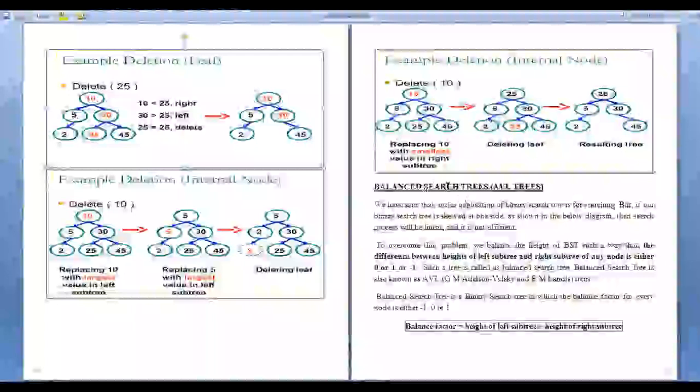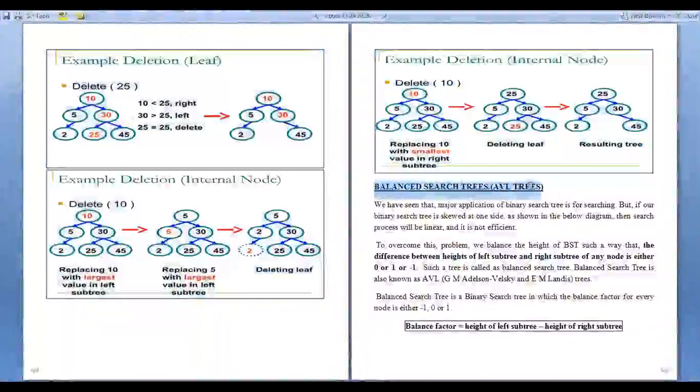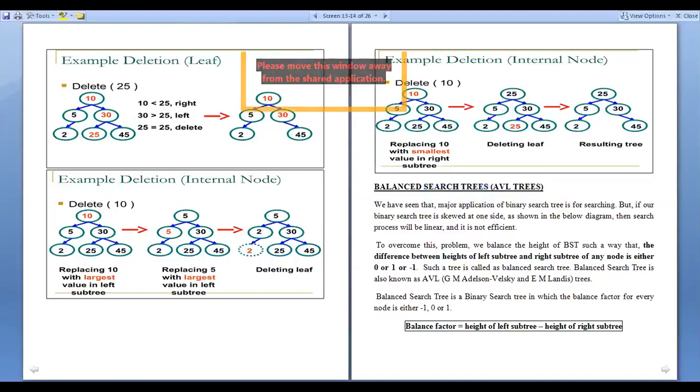Next we will see one more tree, one more search tree, called a balanced search tree. It is a search tree, and obviously a search tree here means a binary search tree, but with one condition. What is that condition? Balanced search trees. We'll see it with an example.